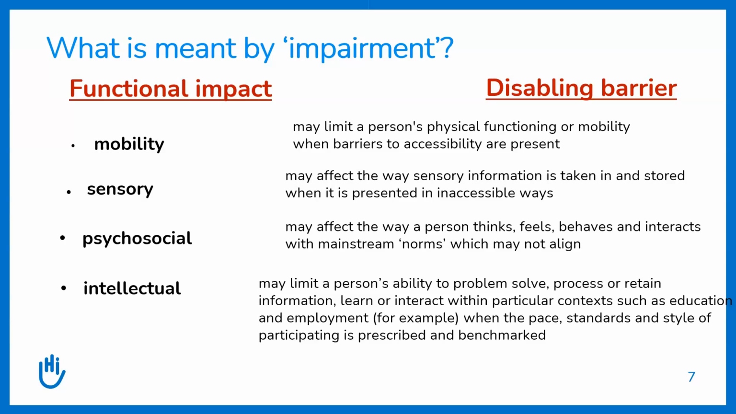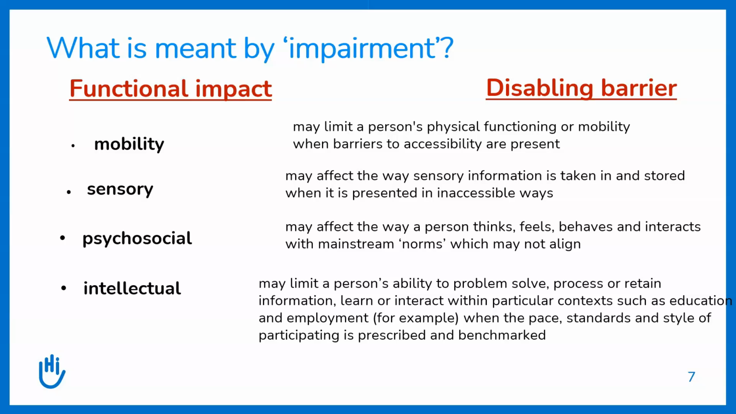Then when it comes to psychosocial, it affects the way a person thinks, feels, behaves, and interacts with the environment. Sometimes this is referred to as not normal. Society has its own standard that it sets. So when you do something that is not in society's standard, then you're considered not normal, and that's why people with psychosocial impairment are sometimes referred to as mad persons or abnormal people, etc. Those words are very bad.